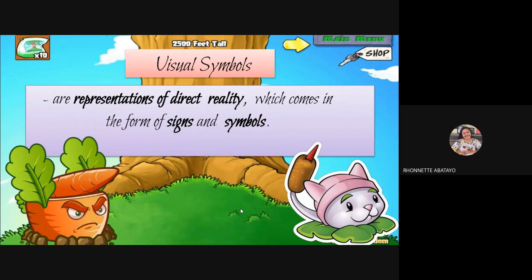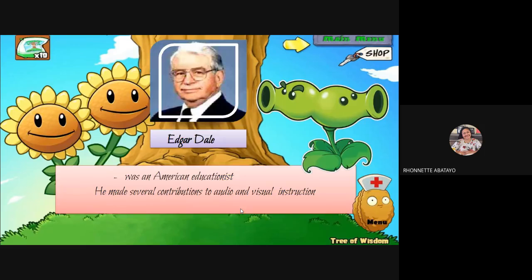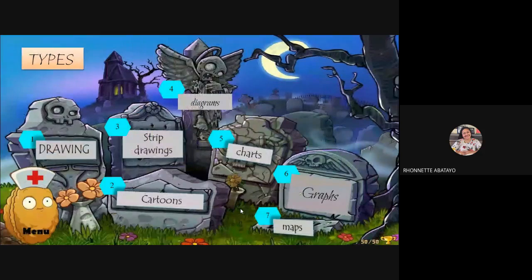We have several visual symbols that we can see here. According to an American educator, he mentioned that we are made of a lot of contribution with the audio, the visual, and everything that we can see in the visual instruction. So as a teacher, it's very important that you give some sketch, either freehand sketch or pictures in your lesson. So we will focus more on the seven types of visual symbols.